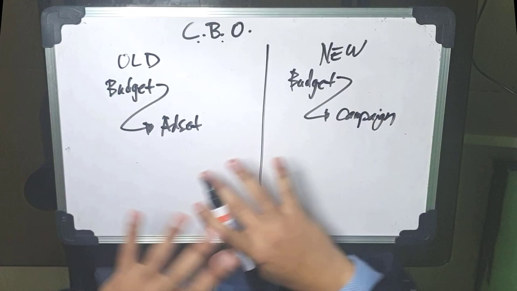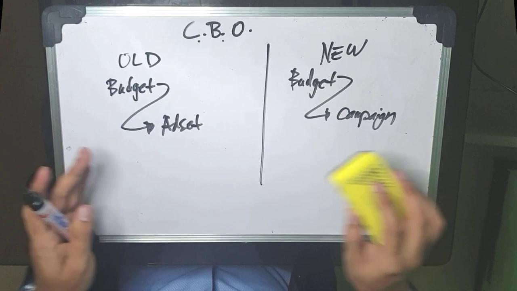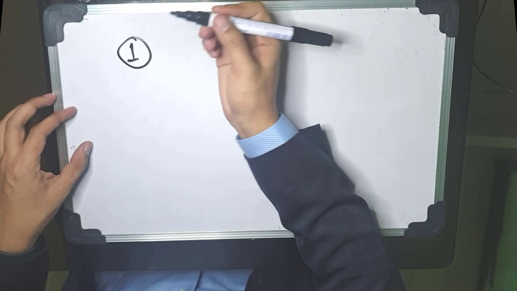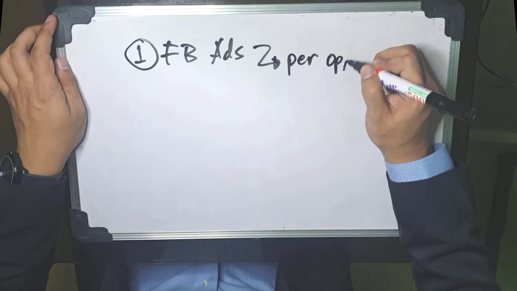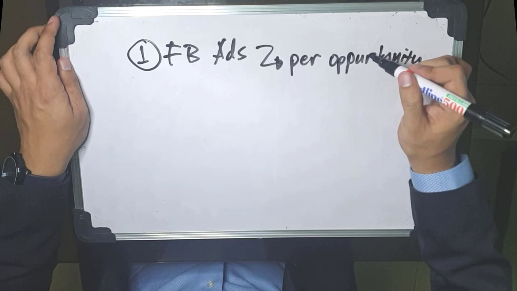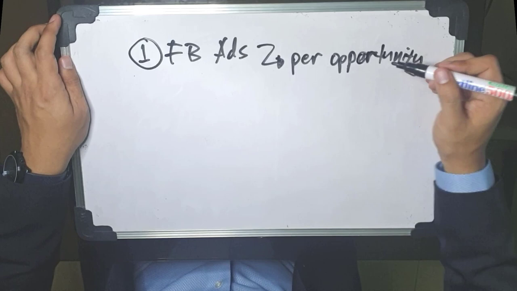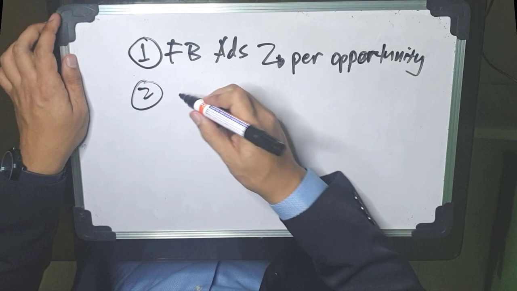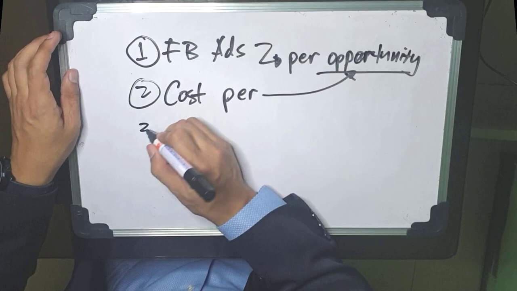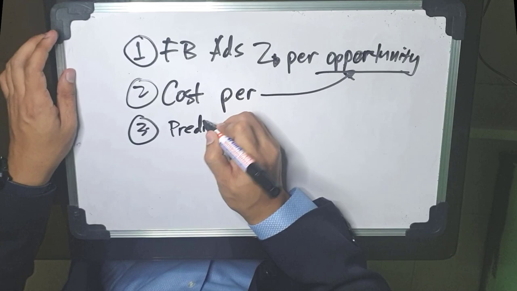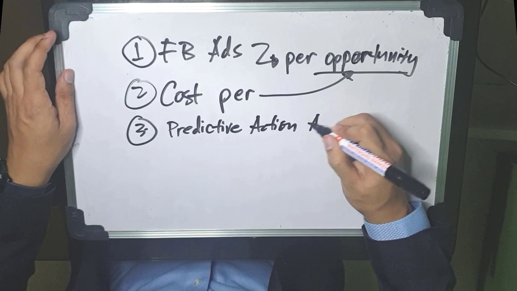Alright, let's begin to discuss the difference and how we can better understand how this works. First, there are some preliminary concepts you need to understand. The first concept: Facebook ads shows your ads on a per-opportunity basis. Number two: each opportunity has a cost, the cost per opportunity. The cost varies. The third concept is what we call the predictive action algorithm.